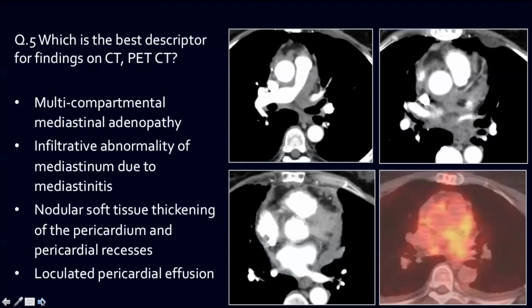And here's our last question. There are a couple of CT images and a PET CT image. And you can think of what would be the best descriptor for describing these findings on CT and PET CT. These options are a little wordy, so I'll give you some time to think of these, the answer and look at the images.